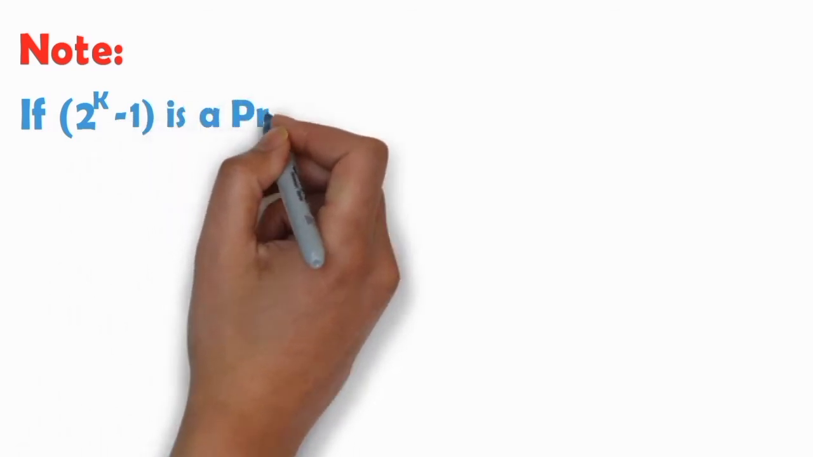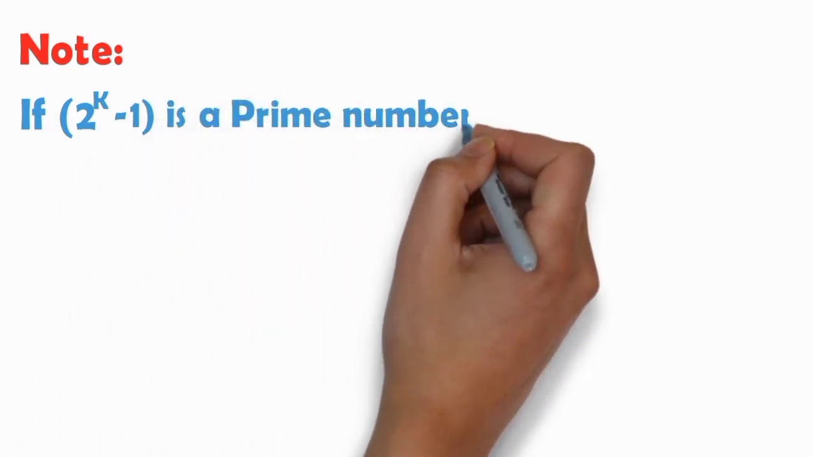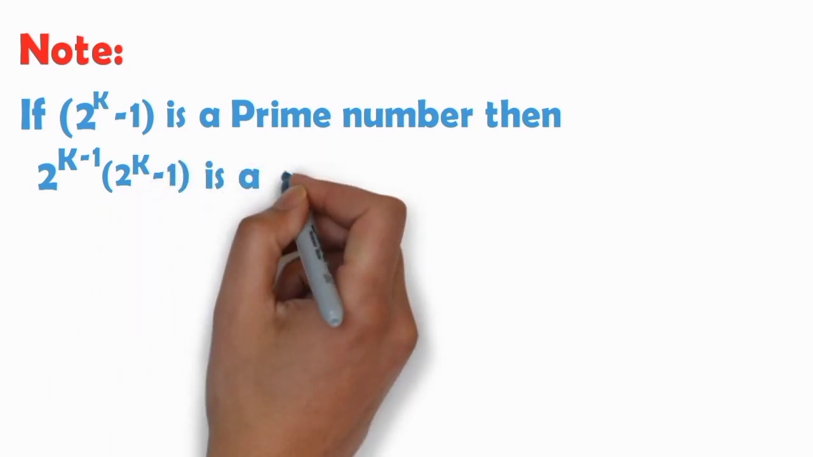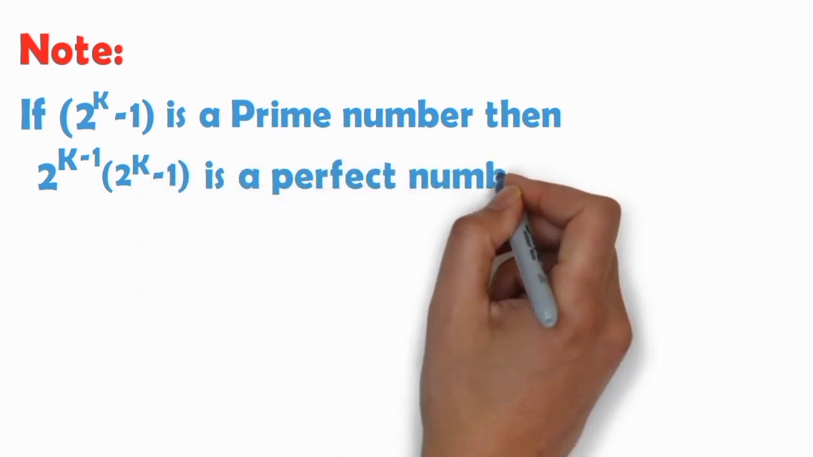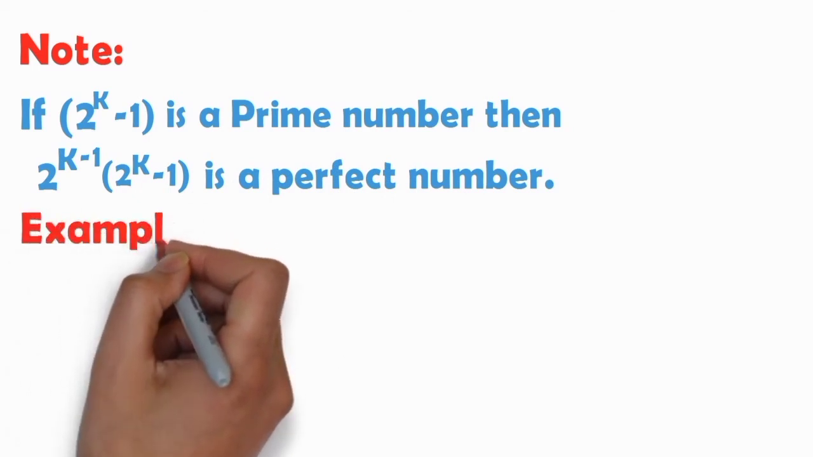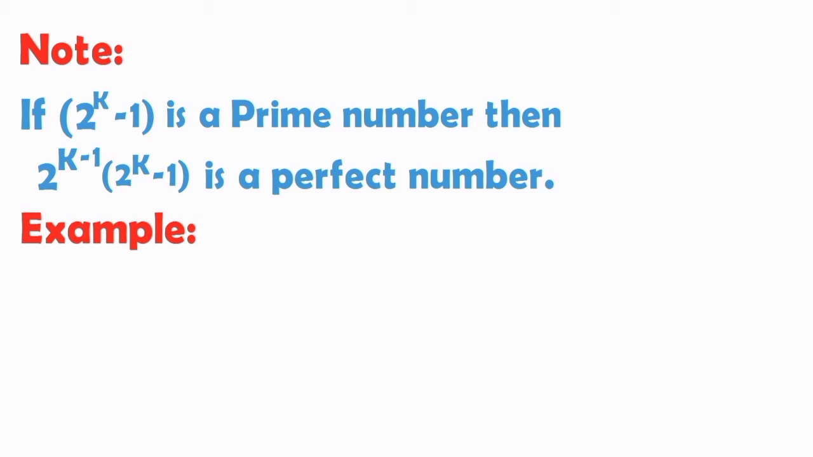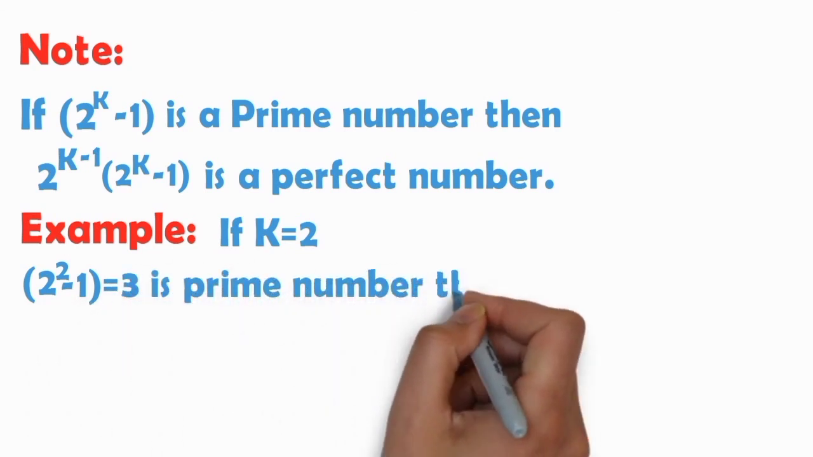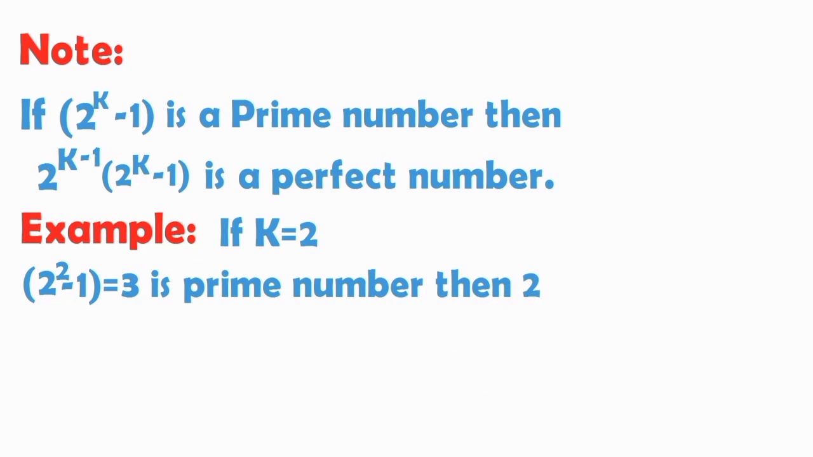In the note point we can see here, if 2 to the power k minus 1 is a prime number, then 2 to the power k minus 1 into (2 to the power k minus 1) is a perfect number. For example, if we take k is equal to 2, then 2 to the power 2 minus 1 gives 3, and 3 is a prime number. Then we can apply this formula and we can get the perfect number.